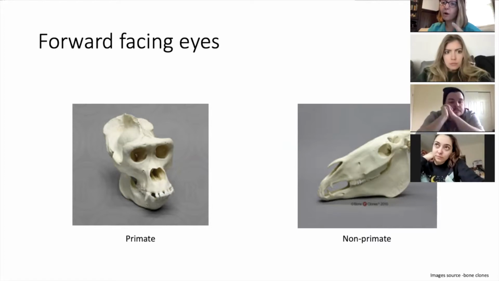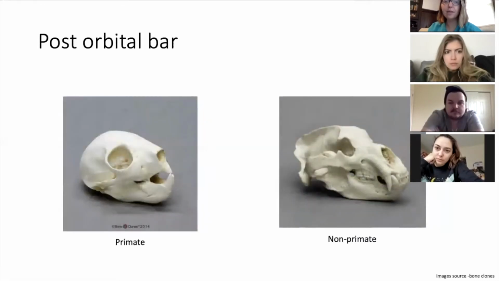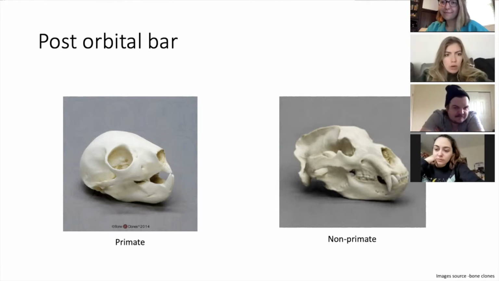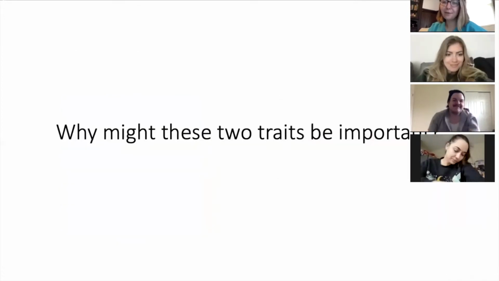It can't just have one, it has to have both in order to be a primate. So does anyone have any questions before I move on from these two important traits? Yes, Heather. What is the difference? Like, what is the point of a postorbital bar? I'm glad you asked, and I will get to that very shortly.